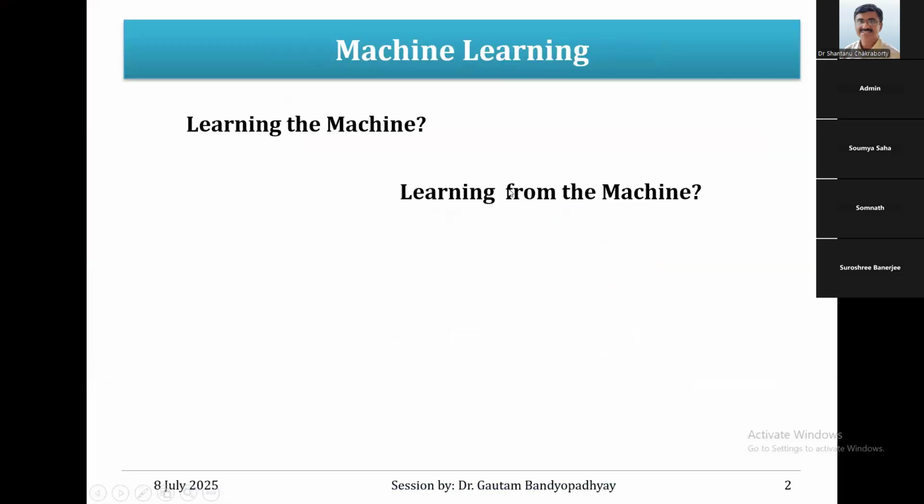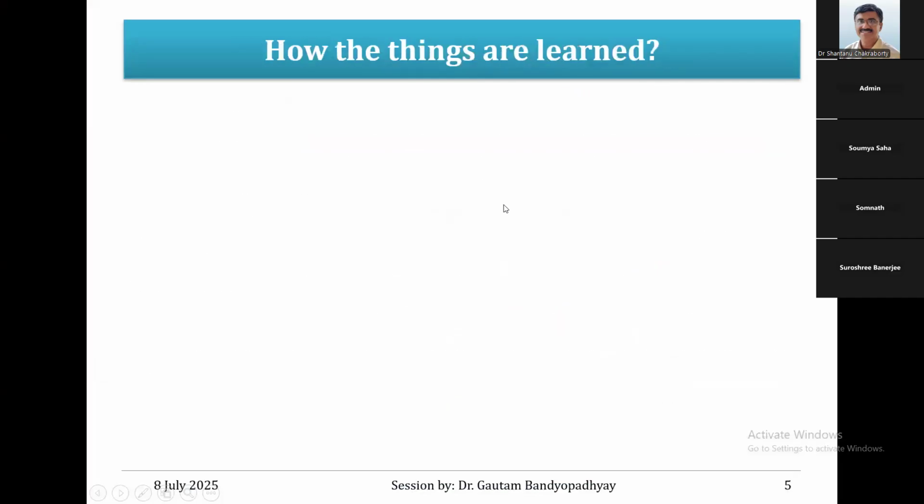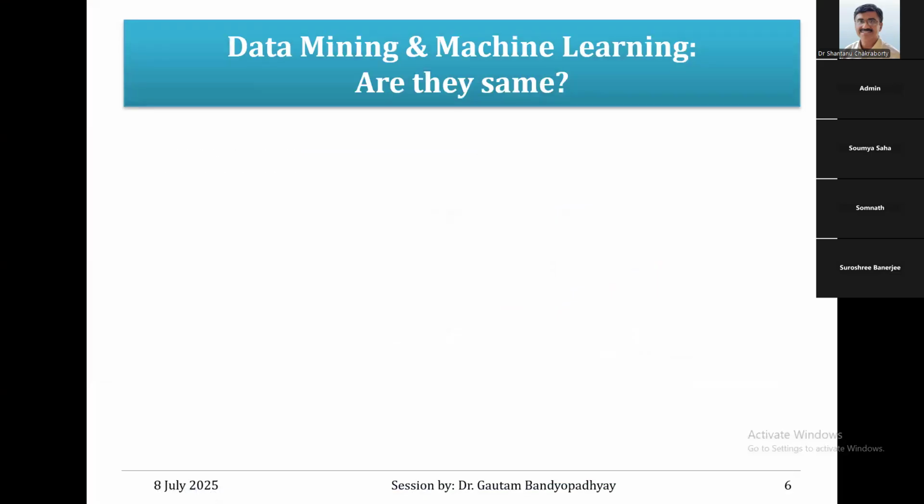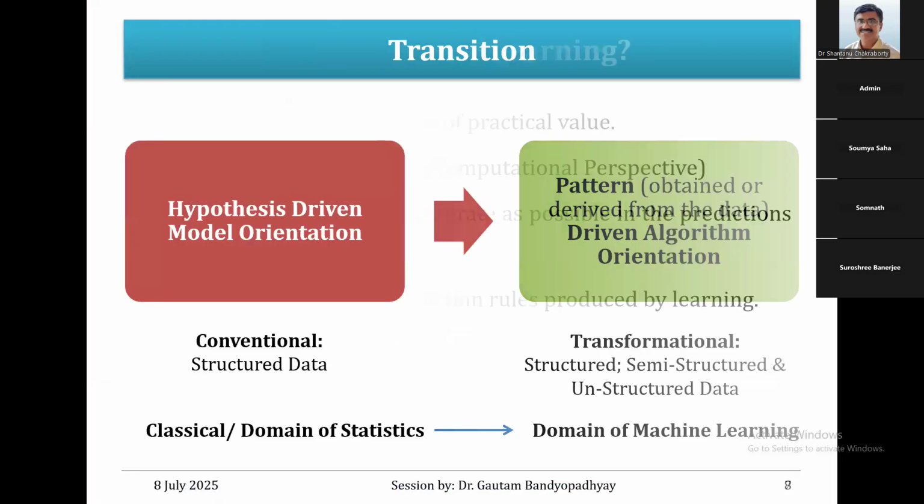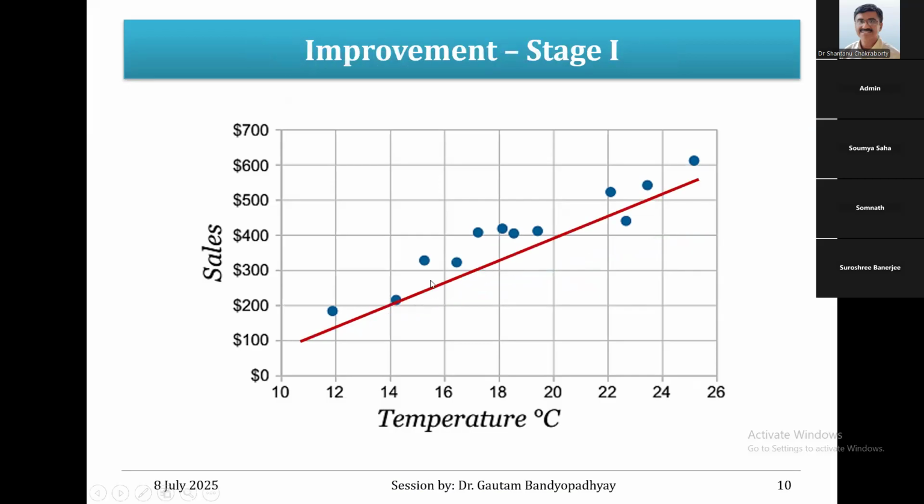I am showing the simple application of machine learning as far as I have tried. Suppose this is my data, temperature and sales, where sales depend on temperature. Now you apply the regression technique and we get this line and the scatter diagram. Definitely there is some error. So what is the objective? Now the error is minimized.